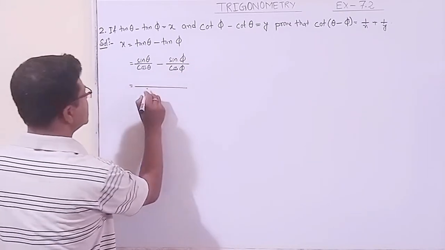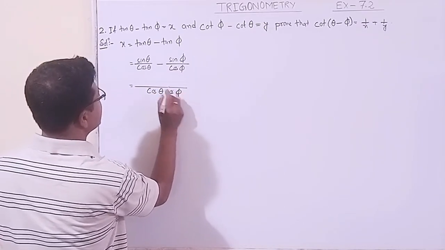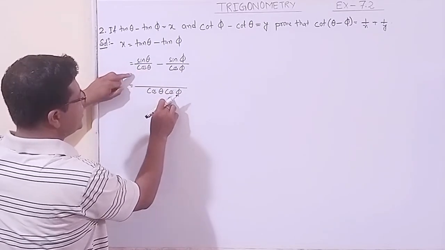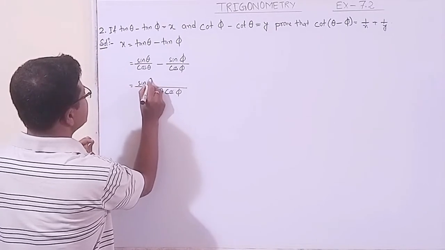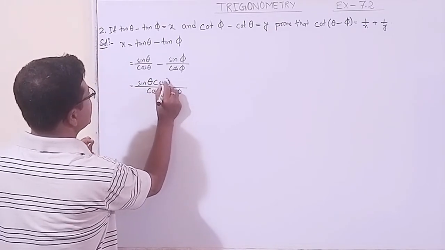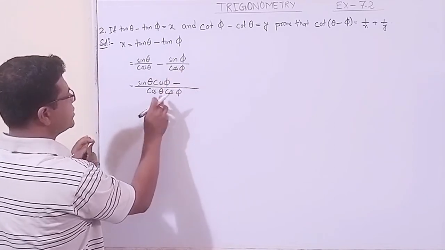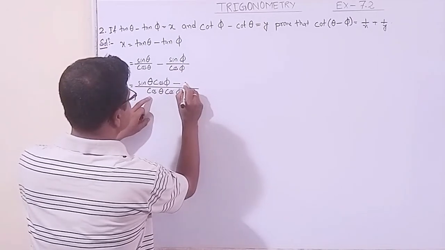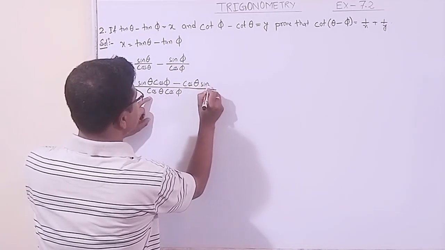LCM is this into this, cos theta cos phi. So this divided by this, cos phi will be left: cos phi into sin theta. That means sin theta cos of phi minus, here this divided by this, what is left? Cos theta. So sin phi into cos theta, that is cos of theta sin of phi.